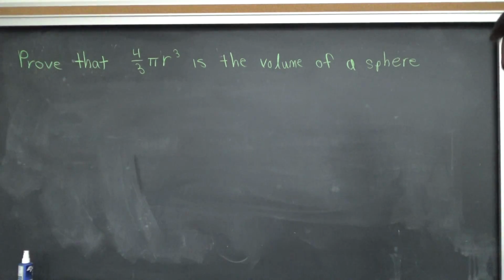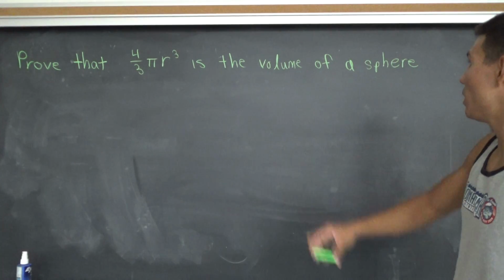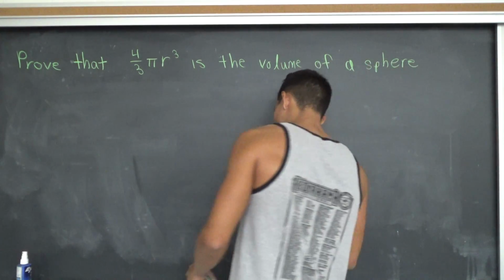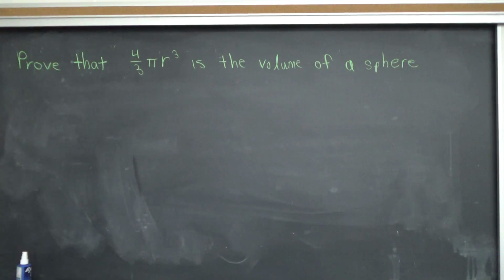Okay, so what we want to do in this case is prove that 4/3 pi r cubed is the volume of a sphere, right? Now, how are we going to do that? We're going to do it using some Calc 4, or using some Calc 3, whatever college you go to, I don't really care.